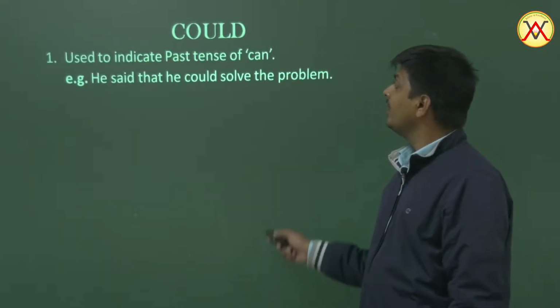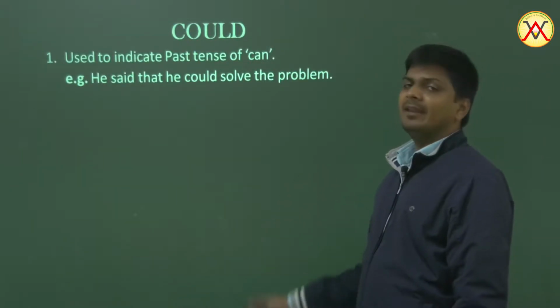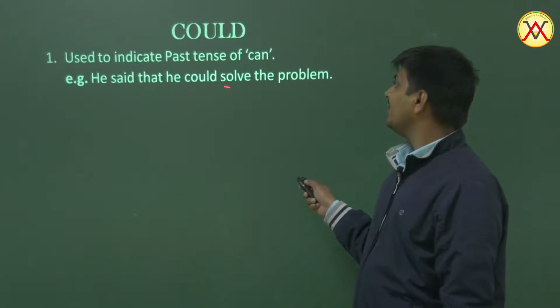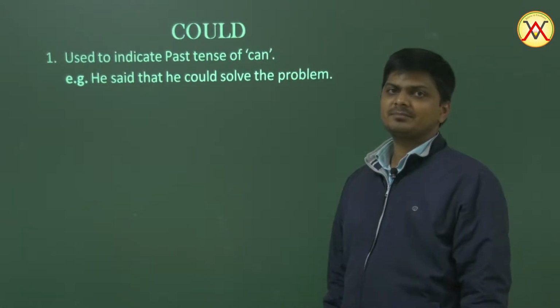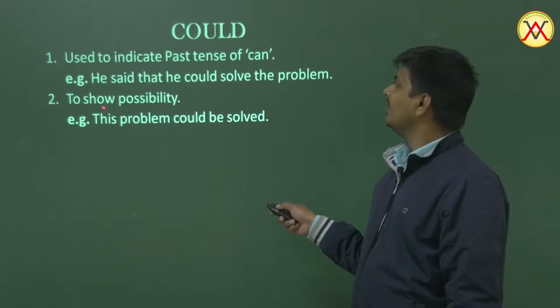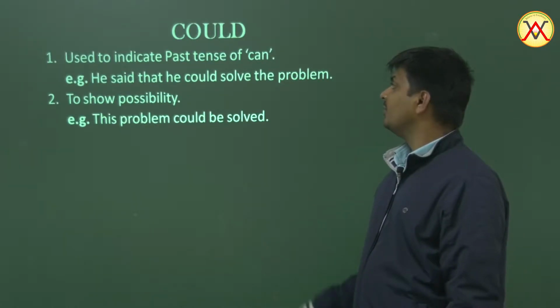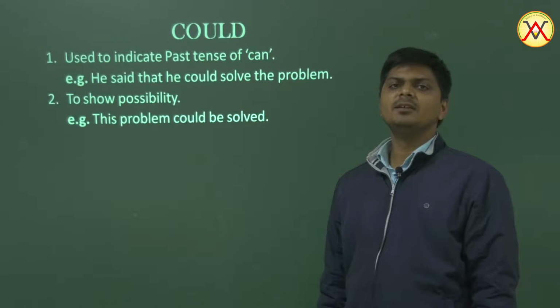Could. Used to indicate past tense of can. He said that he could solve the problem. To show possibility, this problem could be solved.